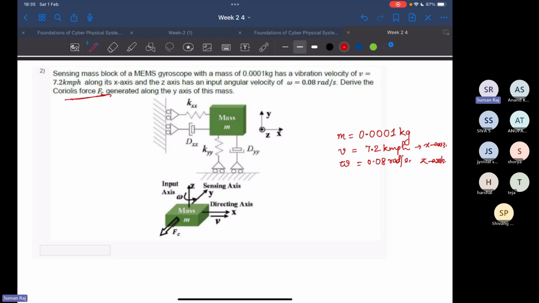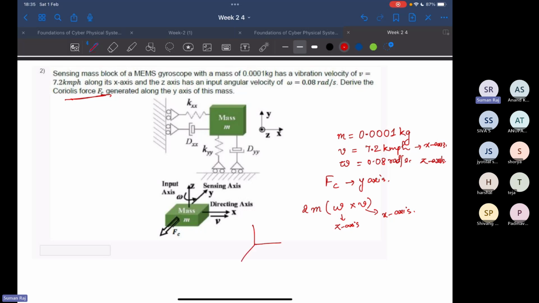Okay, we don't have anything else. So we have to take out FC, which is along the y-axis. As you said, this is correct, so it should be 2m omega cross V. But because your omega is across the z-axis and your V is across the x-axis, the cross product is actually going towards minus y-axis. I think that is the case.